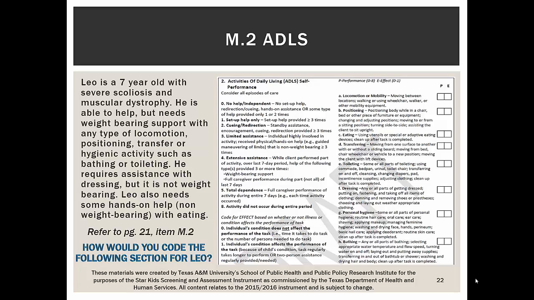Leo is a 7-year-old with severe scoliosis and muscular dystrophy. He is able to help but needs weight-bearing support with any type of locomotion, positioning, transfer, hygienic activity, bathing, or toileting. He also requires assistance with dressing, but it's not weight-bearing. Leo also needs some hands-on help, non-weight-bearing, with eating. So how would you code the following section for Leo? If you need to pause the presentation while you code this section, please do that now.